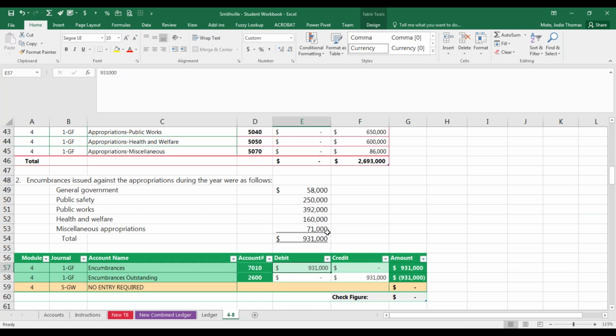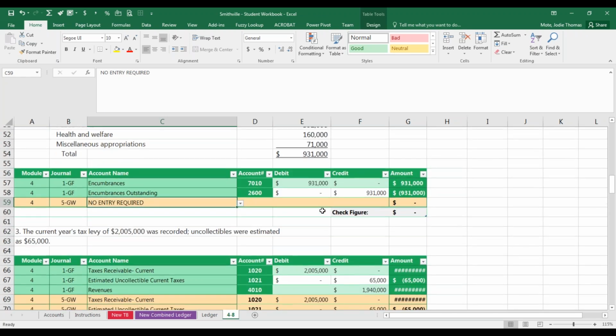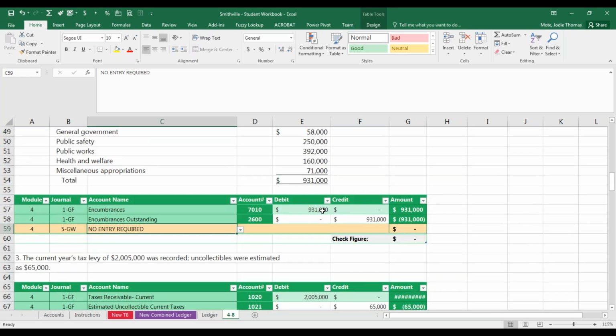So this one's easy. Again, you would get a subsidiary ledger that pops up, where you would enter all these specific amounts, but when you're recording an encumbrance, you're debiting encumbrances. So you see here we debit for 931,000, and you always credit encumbrances outstanding. And again, we're talking about a budget here, so there's no entry to the government-wide journal. This one is kind of easy.